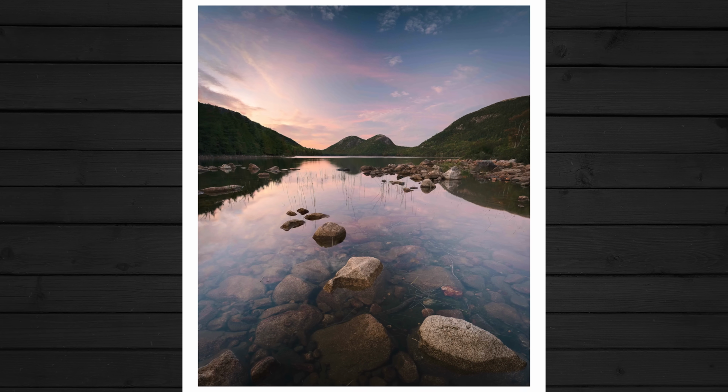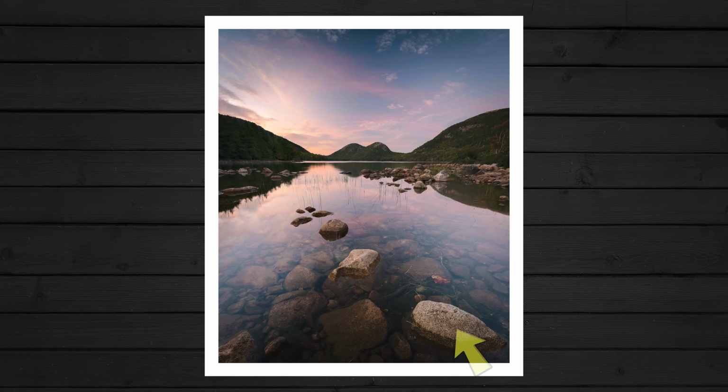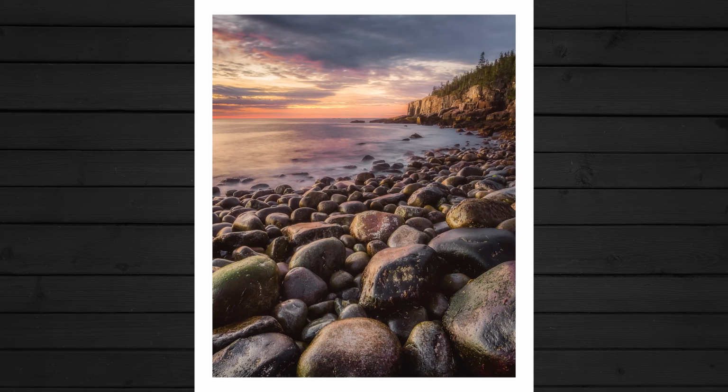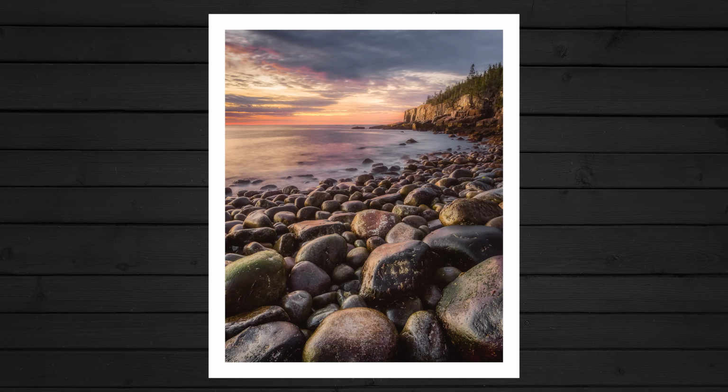Here's another example right here where not all of these shapes are exactly the same. None of these are really all circular shapes, but they're all shapes that are repeating that draw the viewer's eye into the overall photograph. Here's one more image right here with tons of repeating shapes that draw the viewer's eye in.